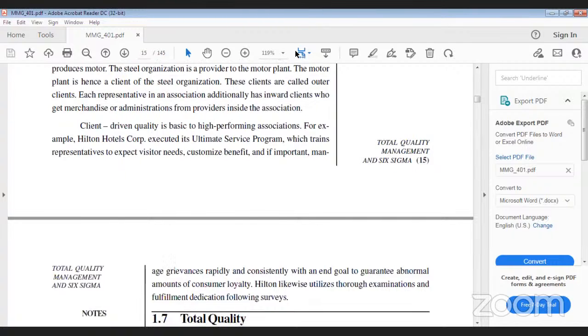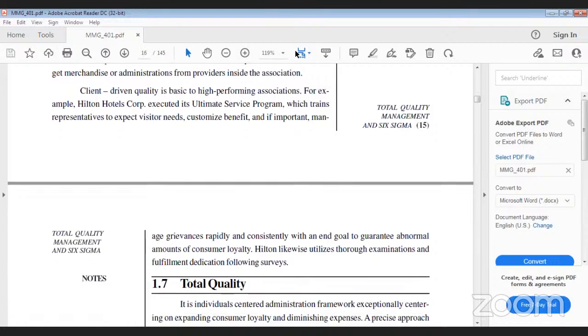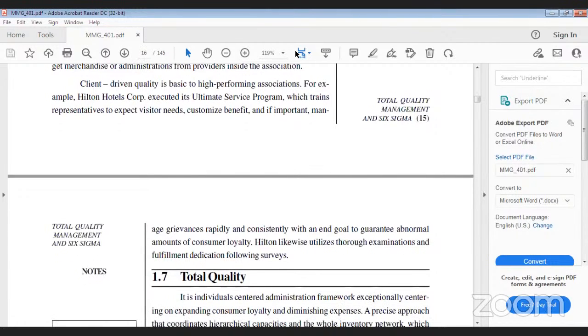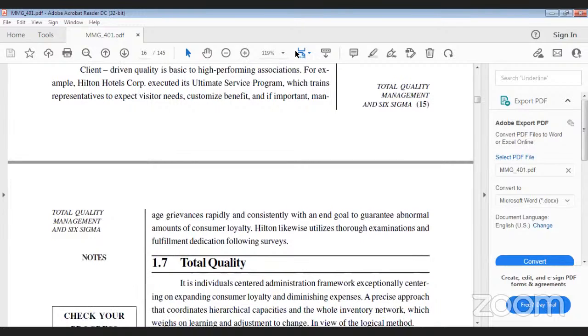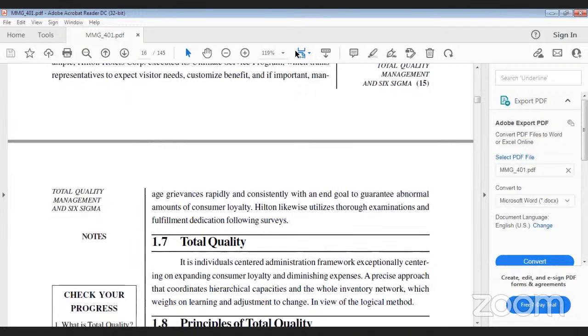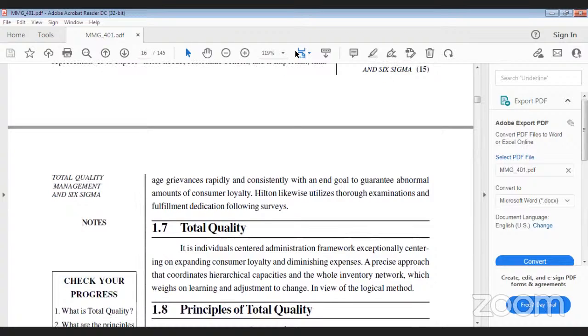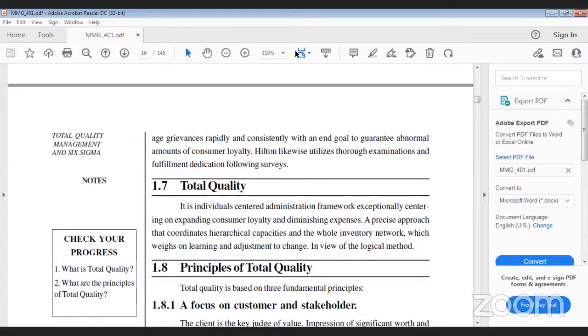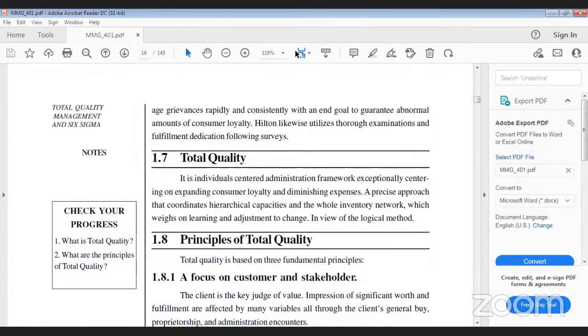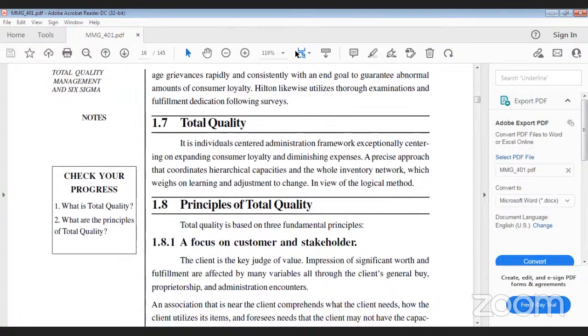Then there is also total quality here. You will find that it is a central management framework exceptionally focused on increasing consumers' loyalty and decreasing expenses, with a valuable approach to suppliers, organizational capabilities and whole supply chains also there. Then there are some principles of total quality here. This total quality is based on three fundamental principles here. And those three principles, the first one is a focus on the customers and stakeholders here.